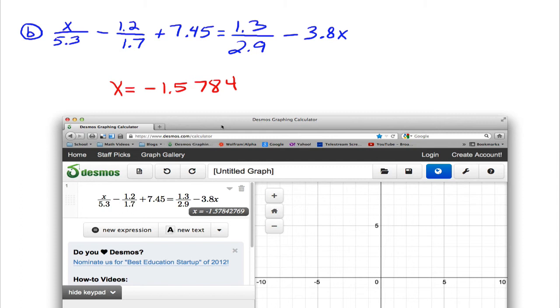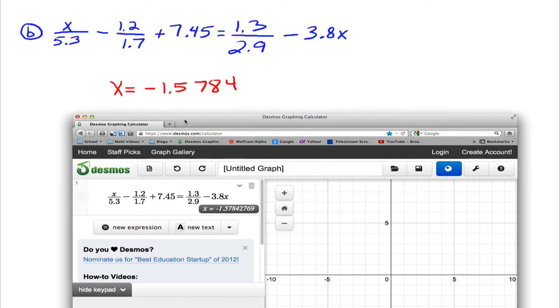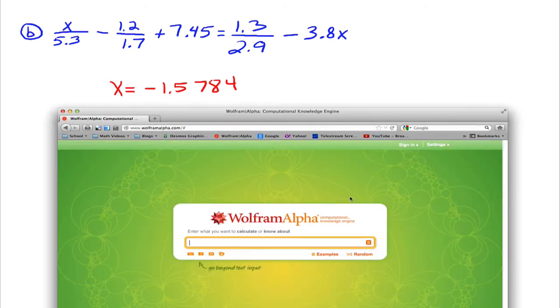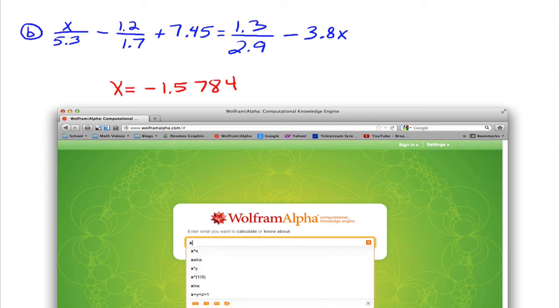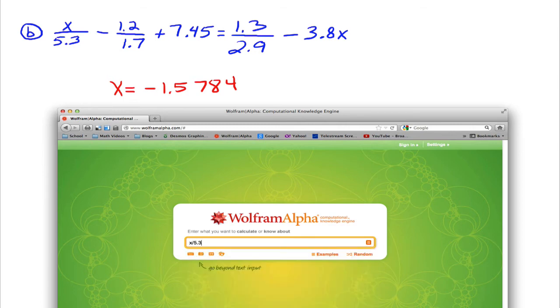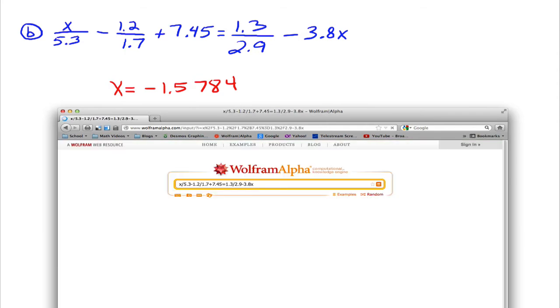Again, Desmos gives that to you pretty fast. Okay, Wolfram Alpha works as well, but I want to show you one other thing with Wolfram Alpha. So at Wolfram Alpha, we'll type in x divided by 5.3 minus 1.2 divided by 1.7 plus 7.45 equals 1.3 divided by 2.9 minus 3.8x. We'll check it here in a minute to make sure we entered it correctly.